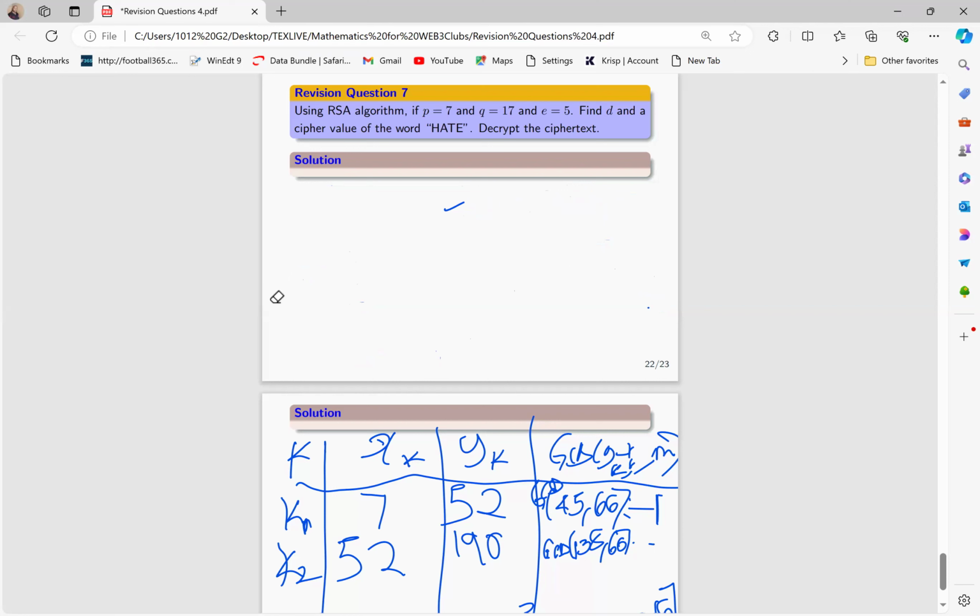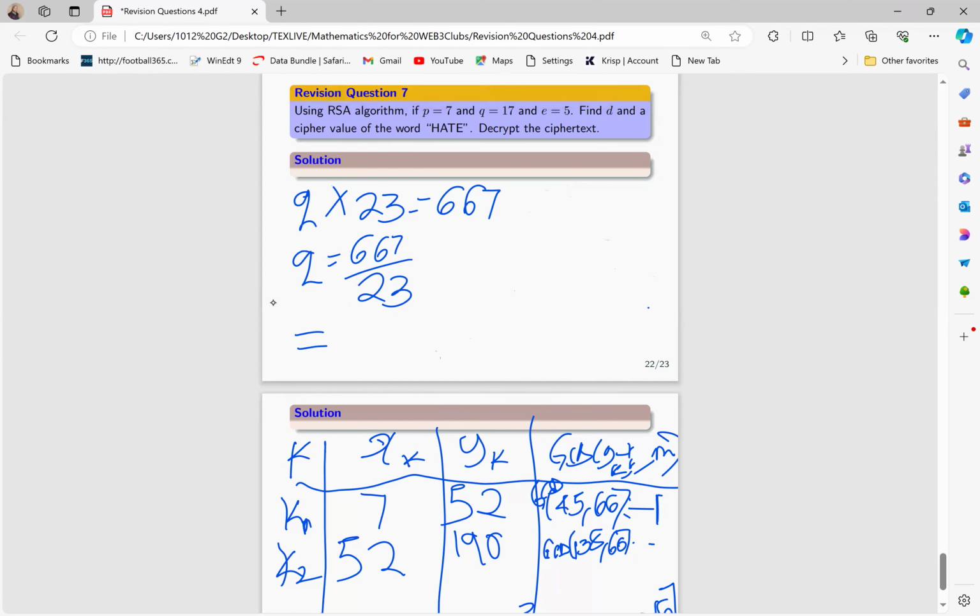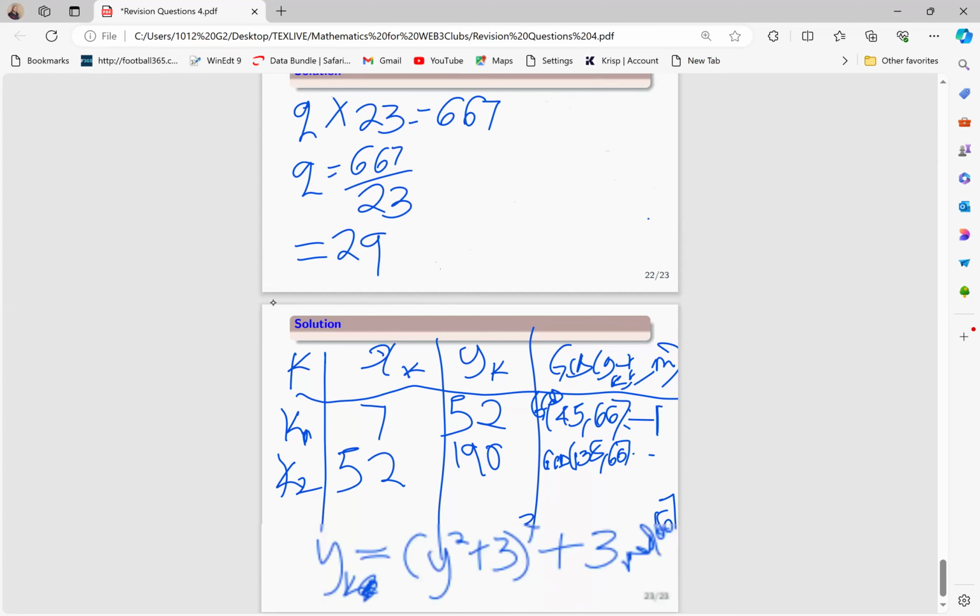Now, it means that one of our factors is 23. So we know that Q times 23 equals 667. So Q equals 667 over 23, which gives us 29. Yeah, 29. So I have P and Q. I can calculate the phi of M.